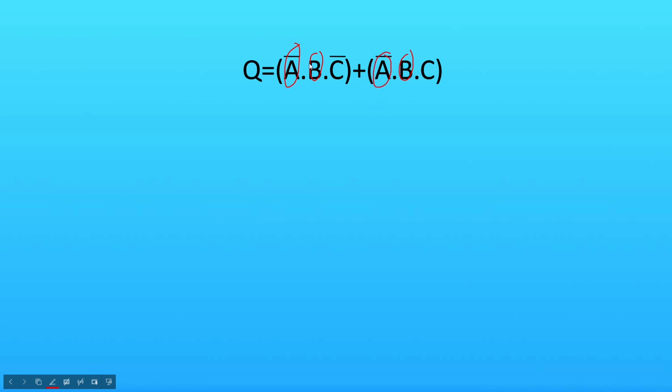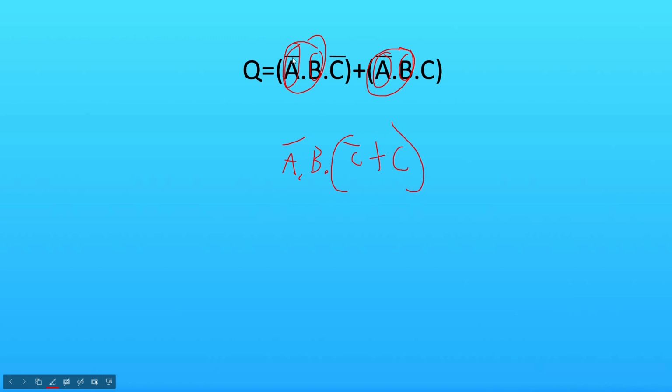Instead of just taking one common factor out, you might as well take them both out, because whenever you're doing simplification, taking out the largest common factor is going to be a lot easier than taking out just one, then another. So what we can do is take out not A and B, and then our two remaining factors will be not C or C. So this will be not A and B and, not C or C.